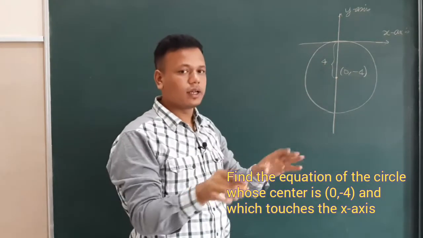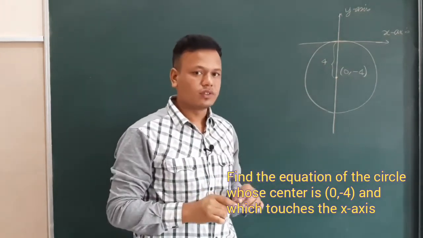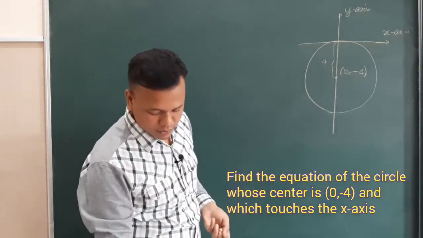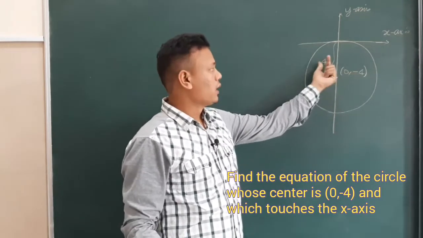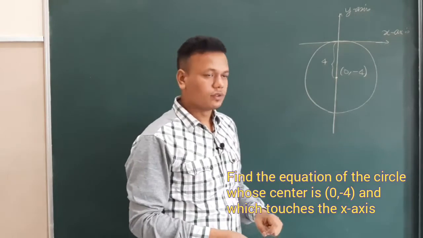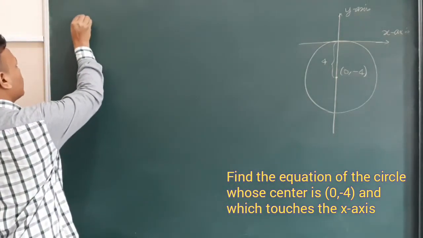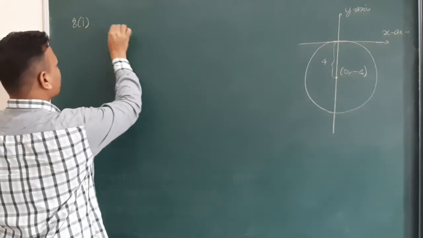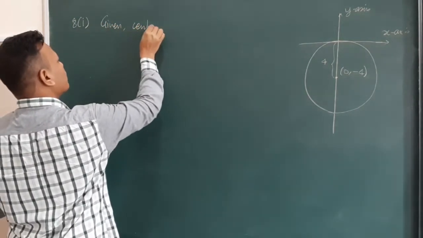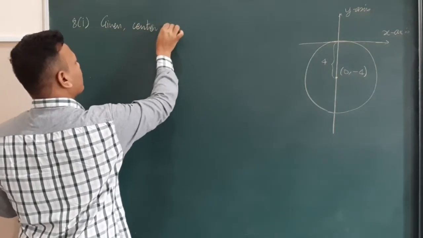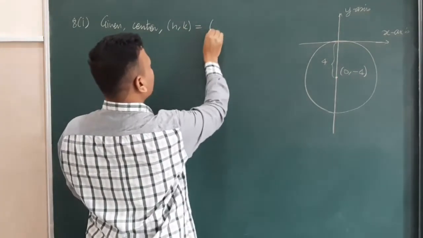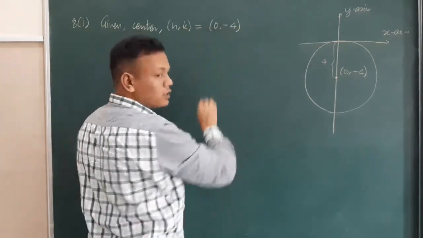It's better that you draw your rough diagram whenever you do the sums, so that your problem becomes easy for you. We see that here the center is known and the radius is also known, so we'll be able to find the equation of the circle. This is my equation number 8.1. Given is the center, represented as h comma k. So h comma k is given as 0 comma minus 4, isn't it?